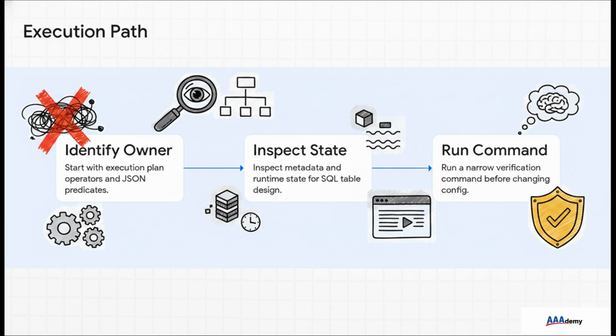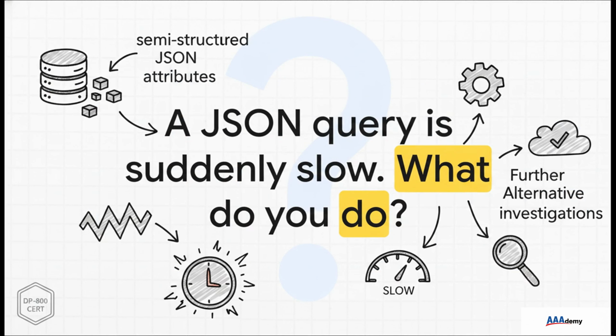First, you identify the exam owner, like checking an execution plan. Second, inspect the metadata and runtime state. And third, you run a narrow verification command. Following this exact order prevents that classic amateur mistake of tuning a nearby service while the real control object is just sitting there unverified. So how does this actually play out?